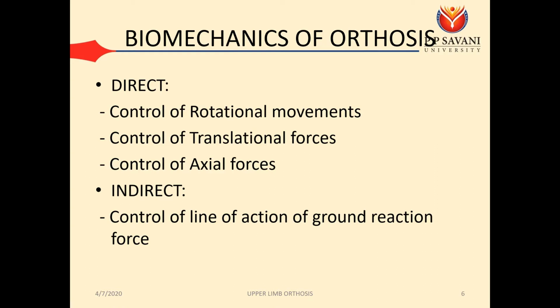What are the biomechanics of orthosis? So it has direct and indirect biomechanics. Directly, it will control the rotational movements, minor accessory rotational movements, translational forces, and axial forces. Indirectly, it will control the line of action of ground reaction force. So all the orthosis of upper limb will directly control the biomechanics by limiting the accessory joint motion like rotatory motion, translational forces, and axial forces, and indirectly it will control the line of action of ground reaction force.